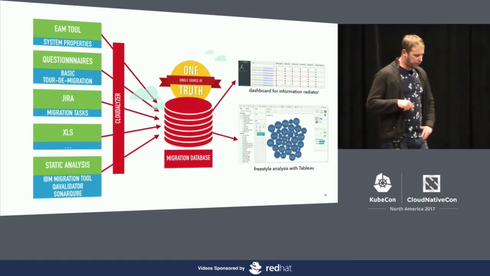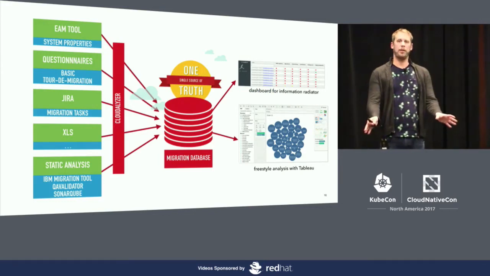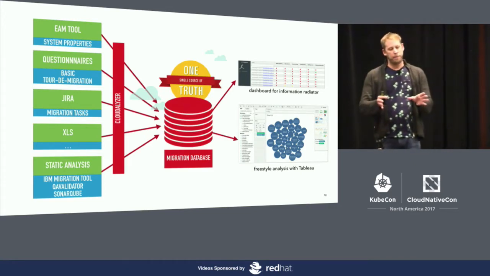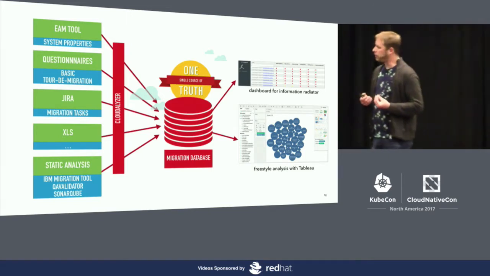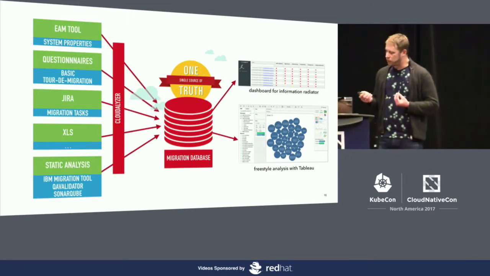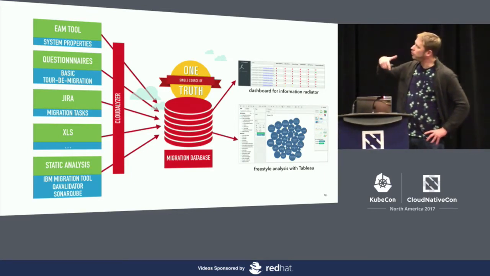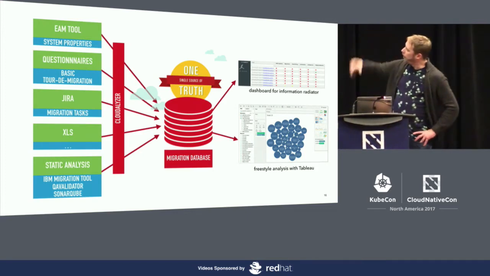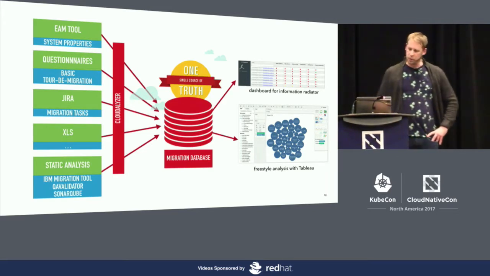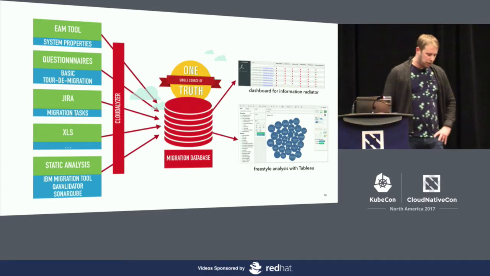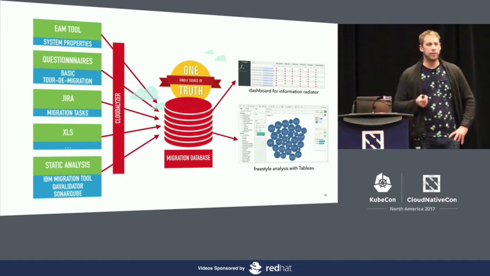Afterwards, we have written a small program called CloudAlyzer and extracted a lot of data sources, which helped us make better decisions there. Those data sources were the questionnaires, Jira tasks of the migration project, an EAM tool, enterprise application management tool, certain Excel sheets, and a very important source for our decision was static analysis.